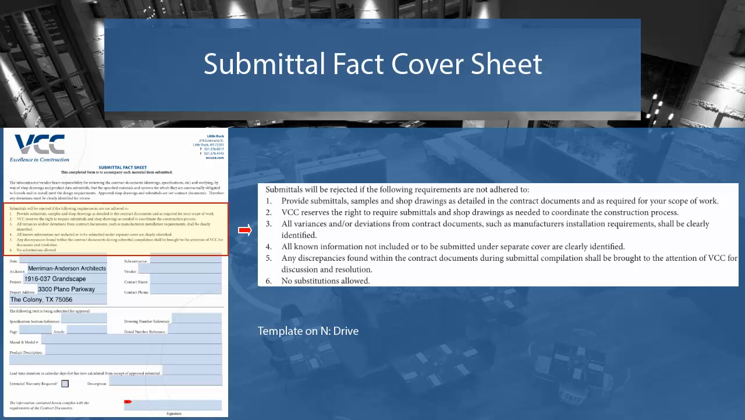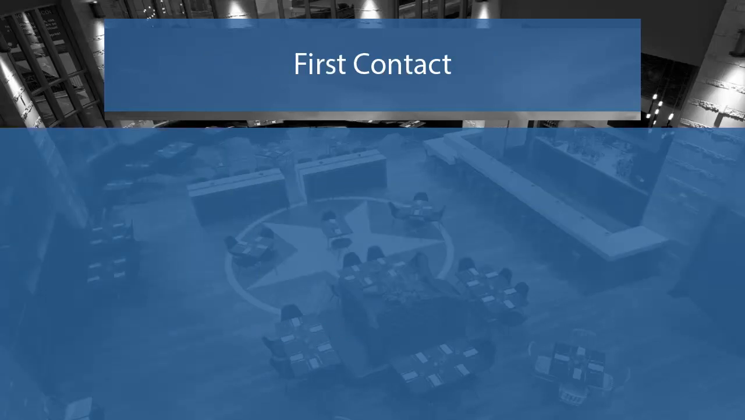The template for the most up-to-date letter can be found in the Project Engineer Resources folder on the N drive. As soon as a vendor, subcontractor, or supplier has an approved contract, or the project engineer has been released by the project manager to make first contact, the PE begins the communication process.